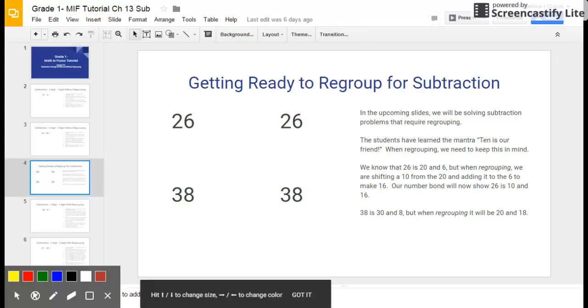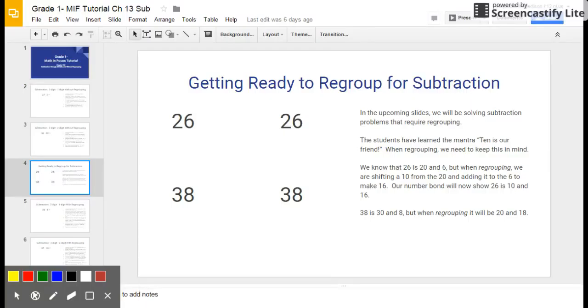This slide is getting ready to regroup for subtraction. In the upcoming slides, we will be solving subtraction problems that require regrouping. The students have learned the mantra, 10 is our friend. When we're regrouping, we need to keep this in mind.